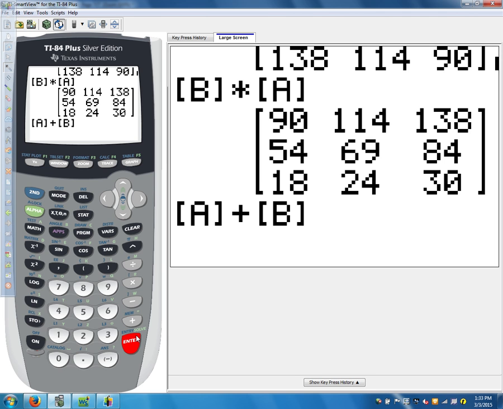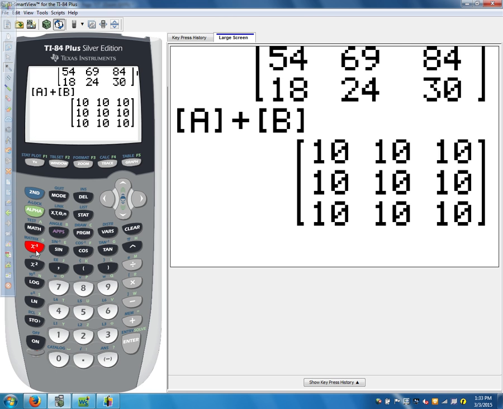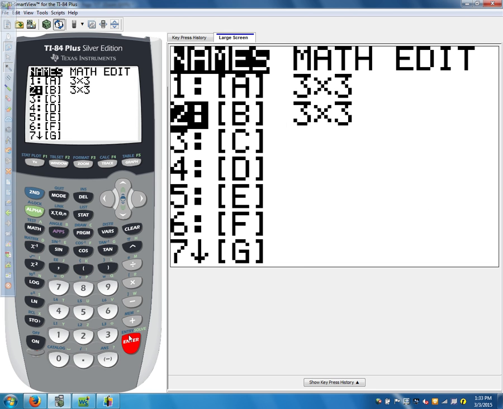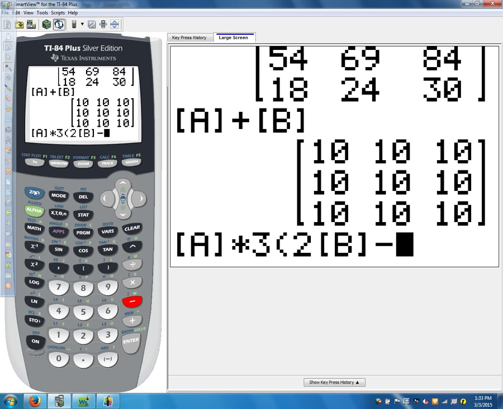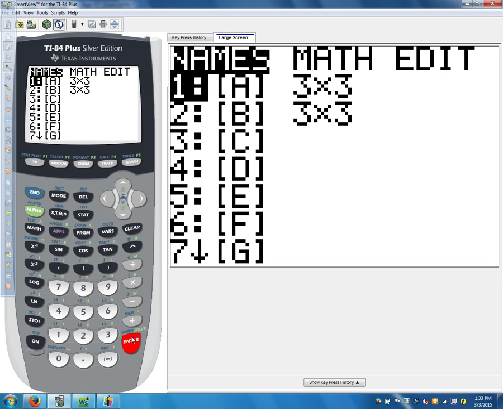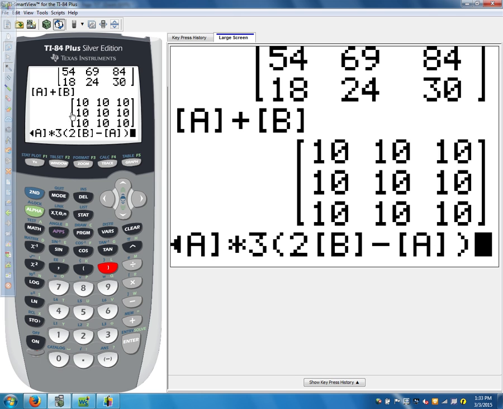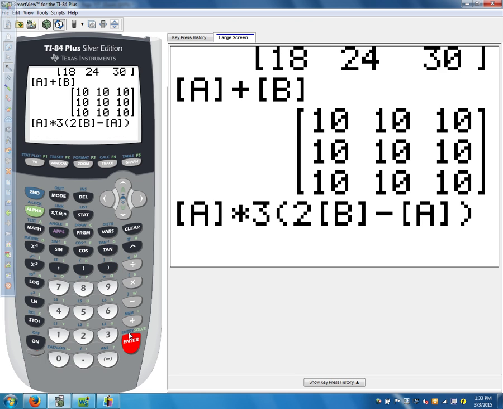I could do some more complicated problem. I'm just going to make this up. So I'm going to do A times 3 times 2B minus A. So there's my problem, this matrix algebra problem. Hit enter, and there's my answer.